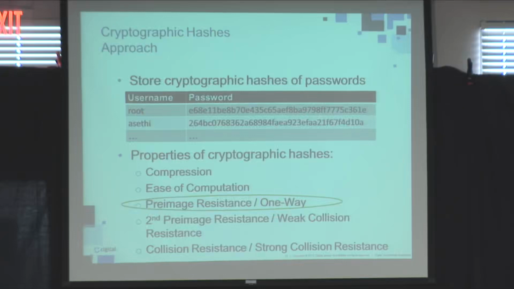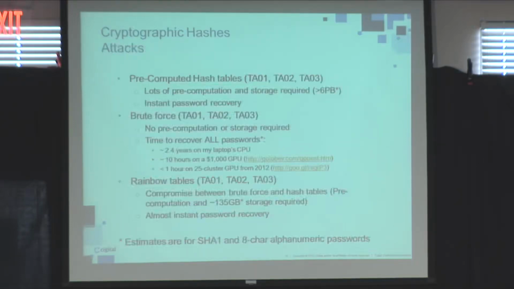So now if somebody gets access to our password database, they can't just compute our passwords from the hashes. However, where we get in trouble is the ease of computation property. Hash functions are designed to be really fast and efficient because they're designed to hash large pieces of data. You want to be able to hash a 5 gigabyte file in just a matter of seconds. So they're meant to be really, really fast. That's what gets us into trouble.